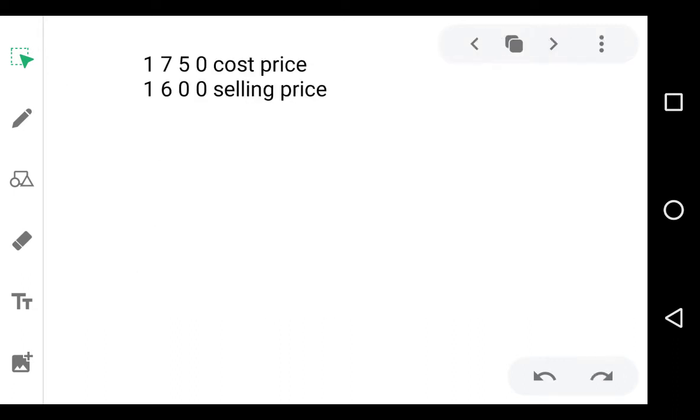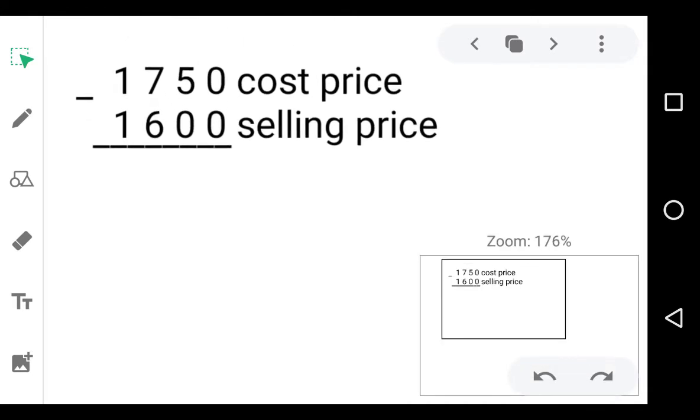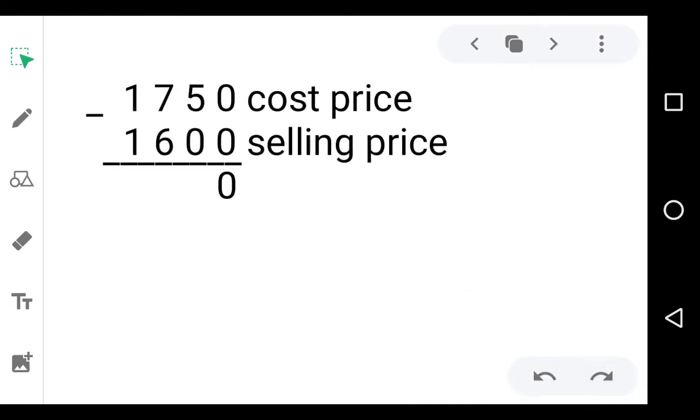What was the cost price? 1,750, and the selling price is 1,600. So here we have to find how much did he get less. So for that we have to subtract selling price from cost price. So let's subtract it. 0 minus 0, 0, 5 minus 0, 5, 7 minus 6, 1, 1 minus 1, 0.